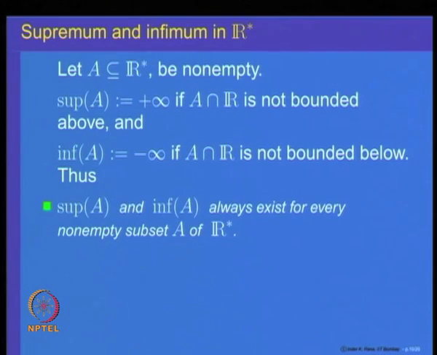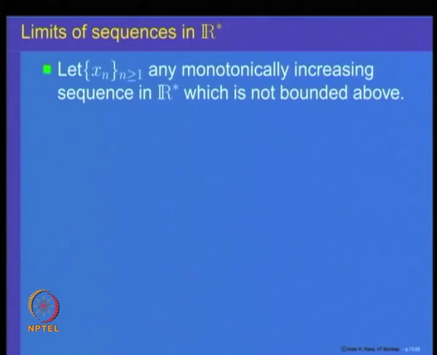Of course, this supremum will be equal to plus infinity if the set A is not bounded above, and the infimum will be equal to minus infinity if it is not bounded below. So, it is a very nice situation, every subset has a supremum as well as an infimum. Now, similar results will hold for limits of sequences in R star.